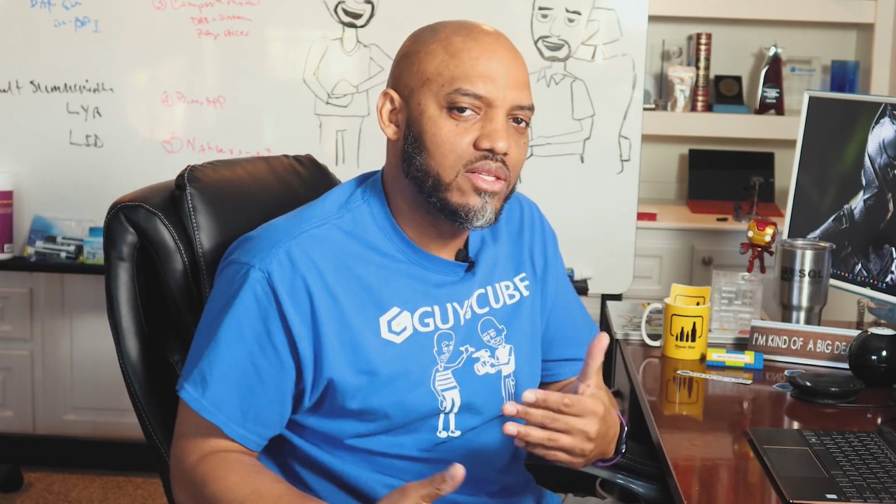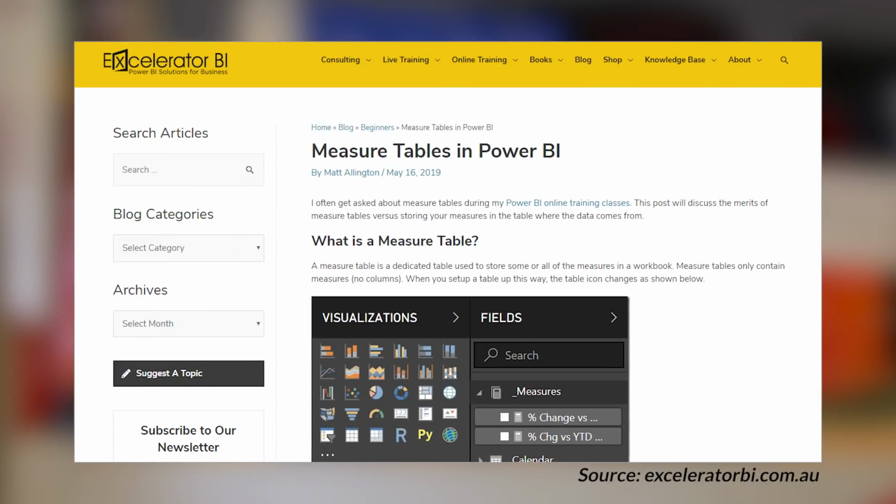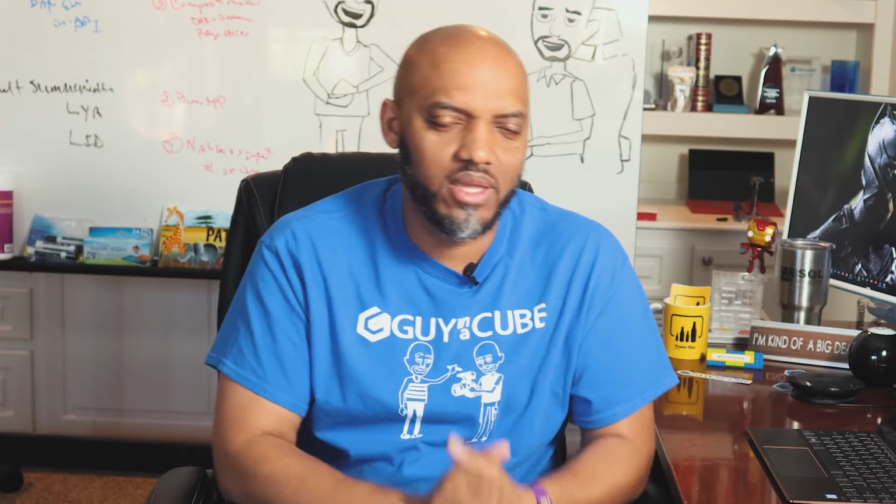And there are different methods you could use to create this measures table. If you go over to Accelerator BI, Matt Allington wrote a really good blog post that talks about different methods that you can use to create one. He even calls out one method by one of my teammates, Phil Seamark. He calls it the Seamark method, okay?